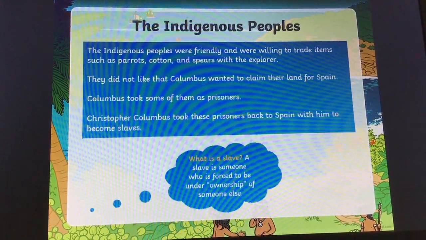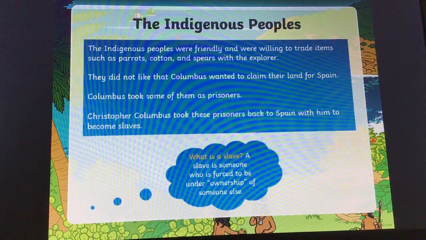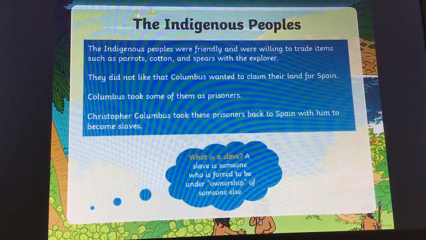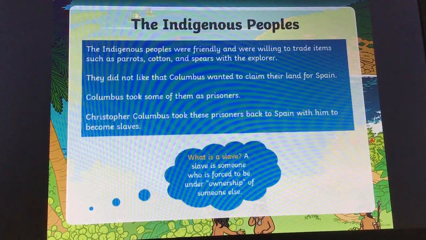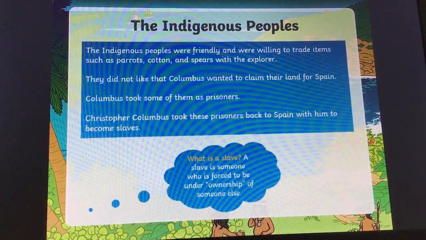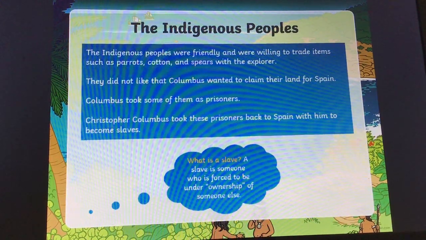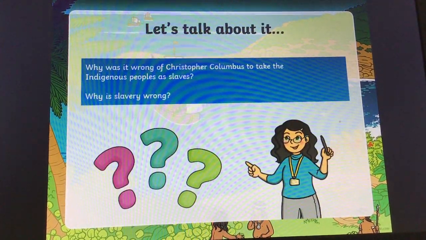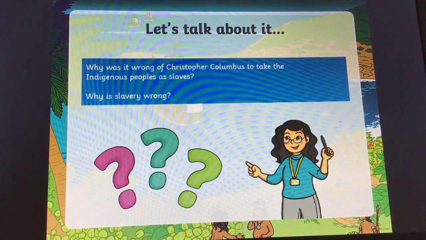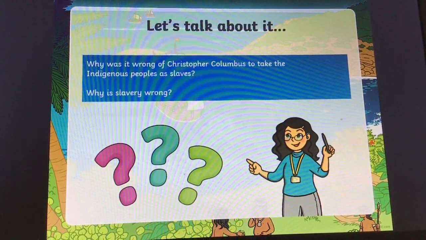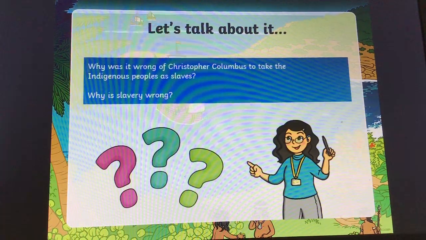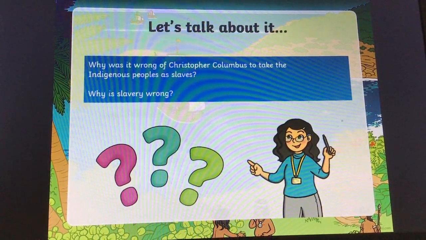Oh, right, what is a slave? A slave is someone who is forced to be under ownership of someone else. So slavery is not good. A terrible thing that he did there. Really terrible. Why was it wrong of Christopher Columbus to take the indigenous people as slaves? And why is slavery wrong? So we can't talk about it because I'm on a video, but have a think about it.